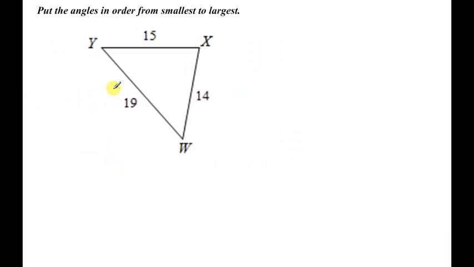All right, now in this one, we're going to put the angles in order from the smallest to the largest. And sure enough, all they told us was sides. So we want to go small to large. Let's read those directions carefully. Small to large. So where's my smallest side? My smallest side is the 14. I'm going to find my smallest angle directly opposite it. So angle Y is our smallest angle.